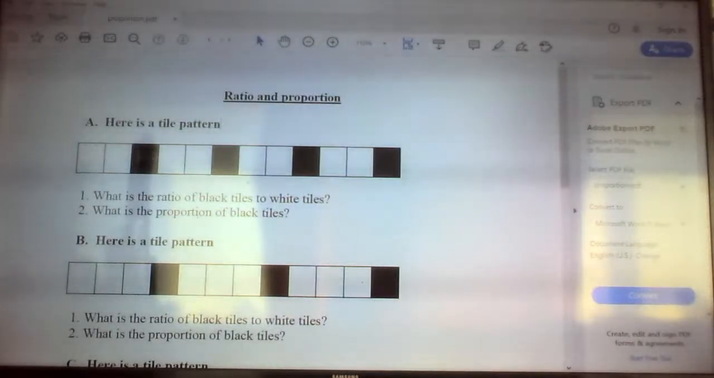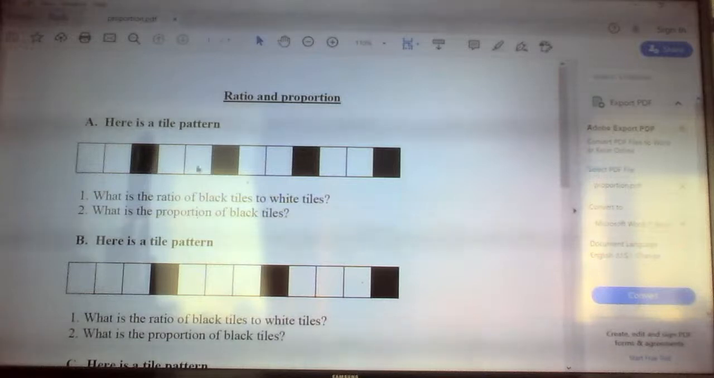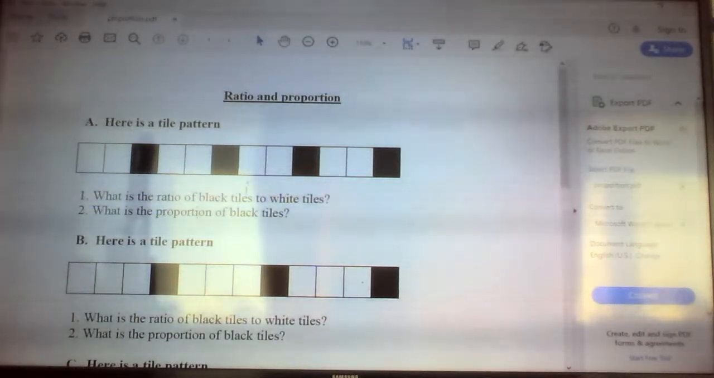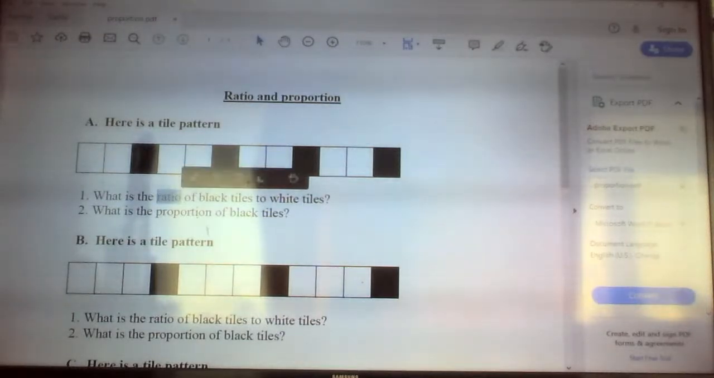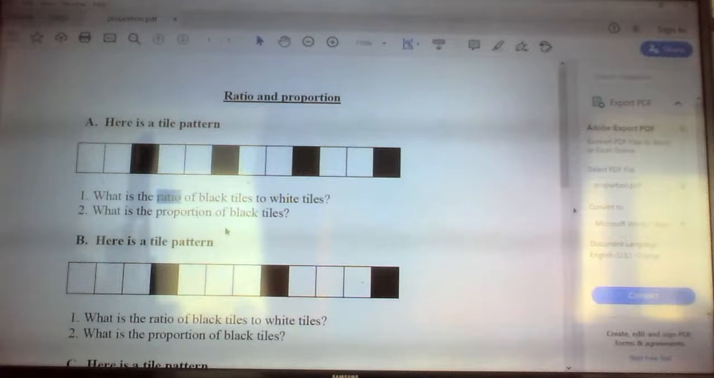Now, a tile pattern is this white square, black square, white square, black square, white, black, white, black. The pattern is obviously 2 white, 1 black, 2 white, 1 black, 2 white, 1 black, 2 white, 1 black. And the first question is, what is the ratio of black tiles to white tiles?